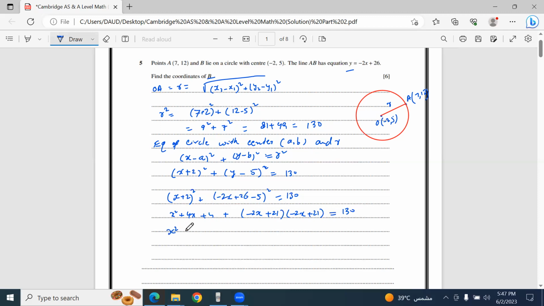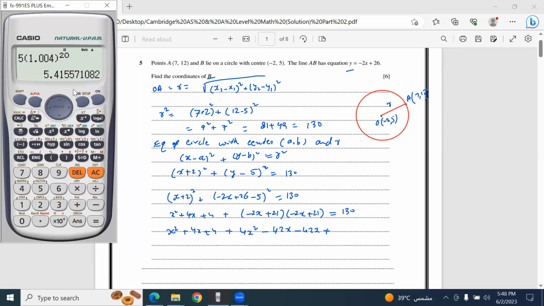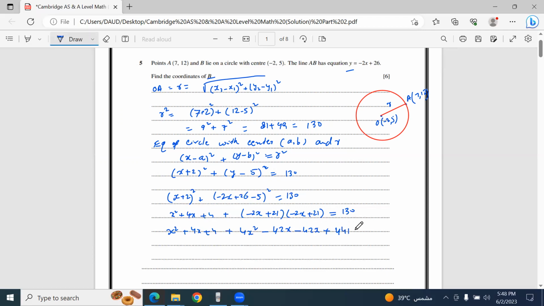Next step, x squared plus 4x plus 4, we have 4x squared minus 42x, again minus 42x. 21 multiplied by 21, we can check in the calculator. It is 21 multiplied by 21. That gives me 441, and bring 130 from right to left, it would be minus.